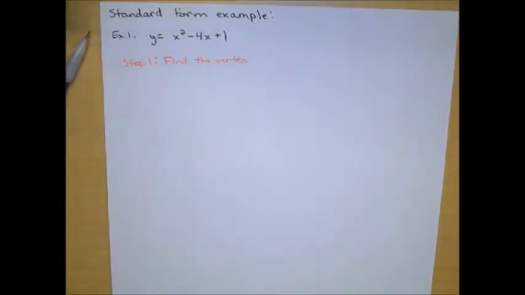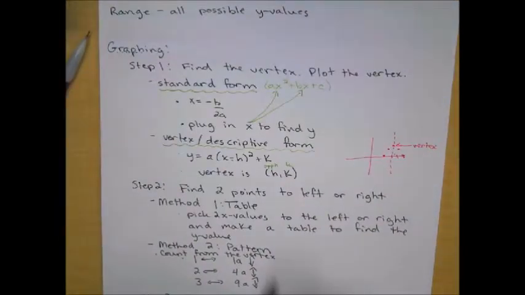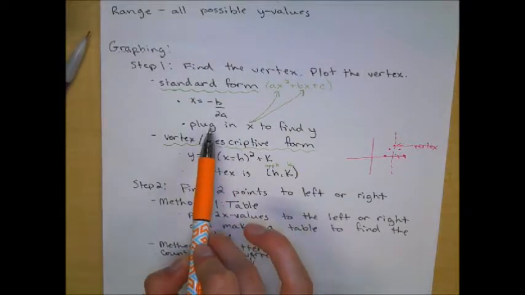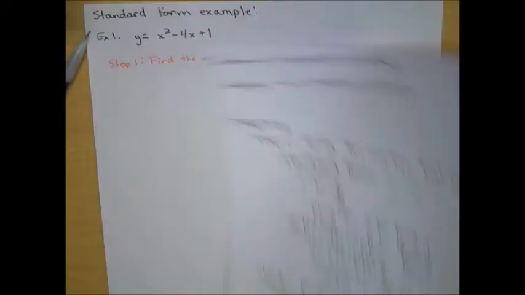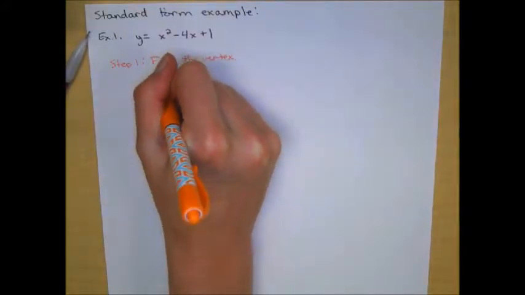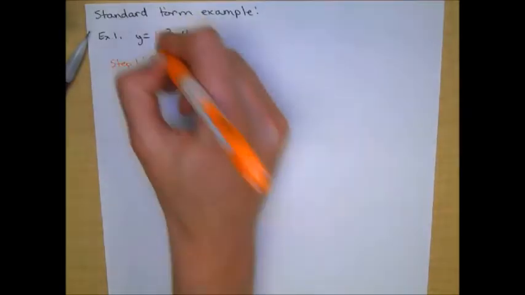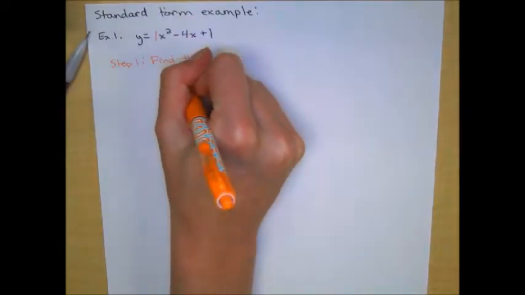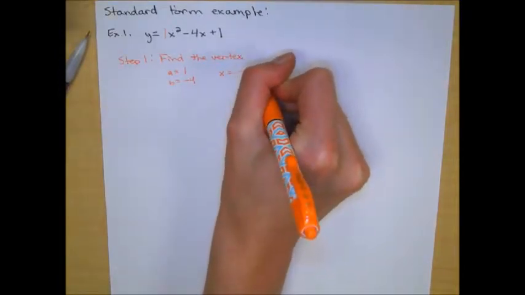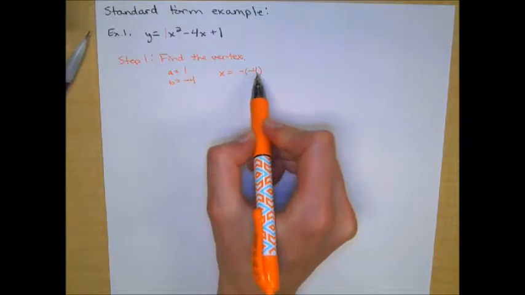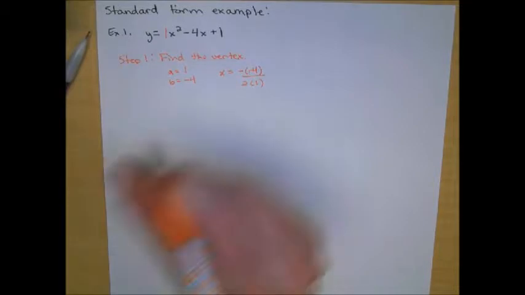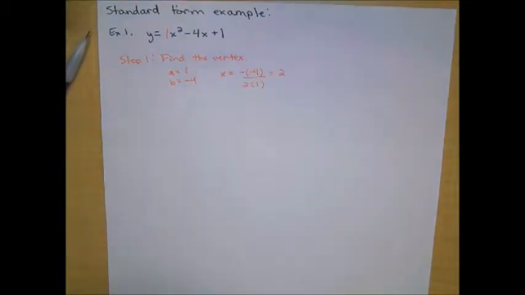When we're in standard form, looking back at our steps, we find the x by doing negative b over 2a, and then we plug in x to find y. Let's find our a and our b. A is 1, b is negative 4. So our x is negative b, our b is negative, so I put it in parentheses, over 2a. This gives me 2.